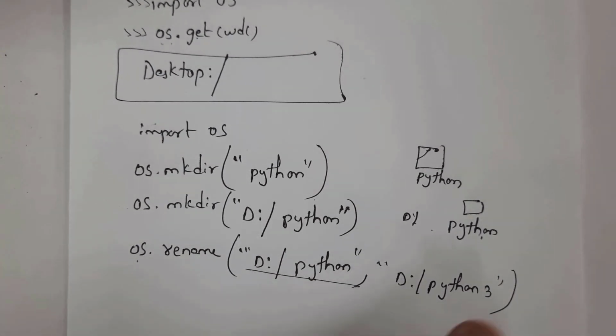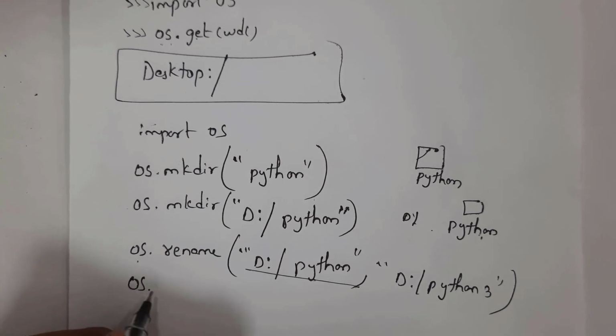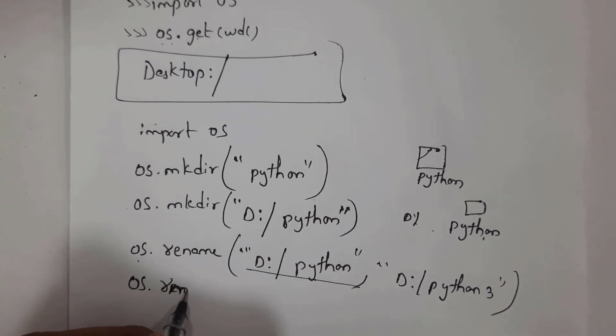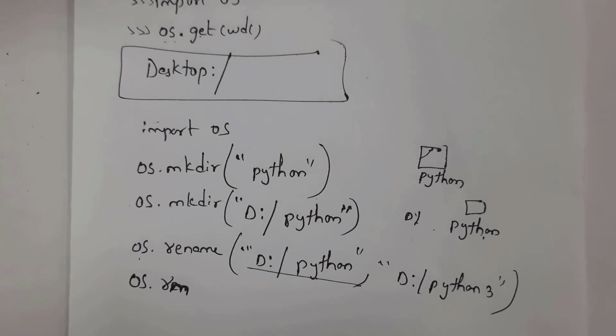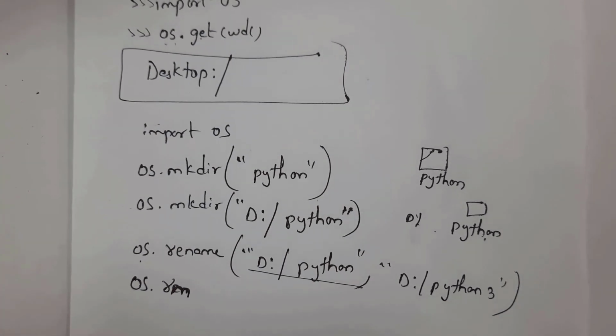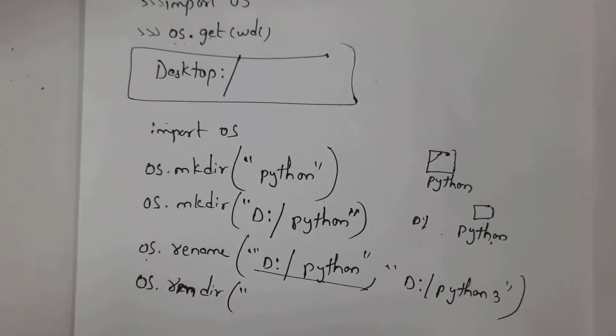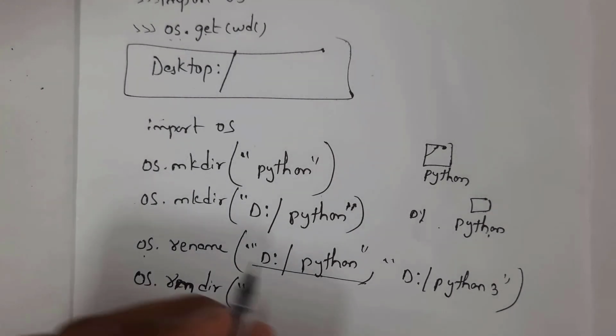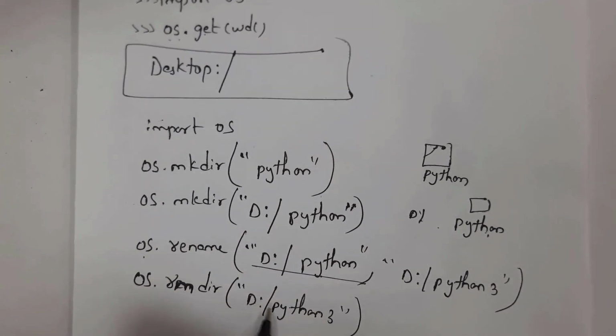I want to delete this folder Python 3. So just write here os dot rmdir. That is nothing but remove directory. In order to delete any folder, you can use the rmdir function. That is nothing but the remove directory function. Inside brackets, you need to write your folder name. I want to remove Python 3. So it will remove this folder Python 3.